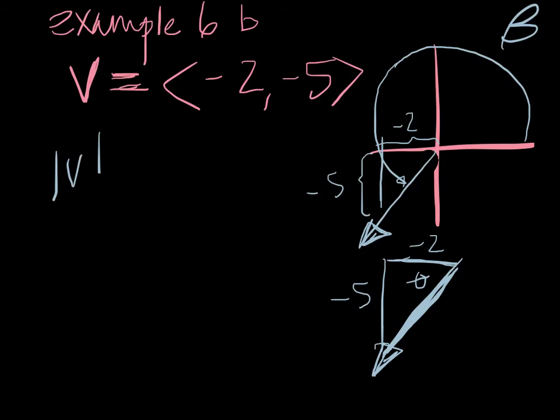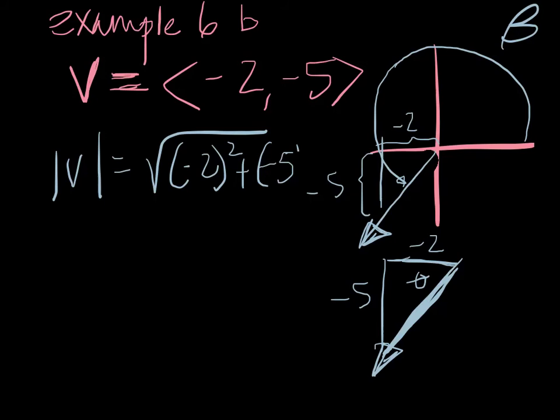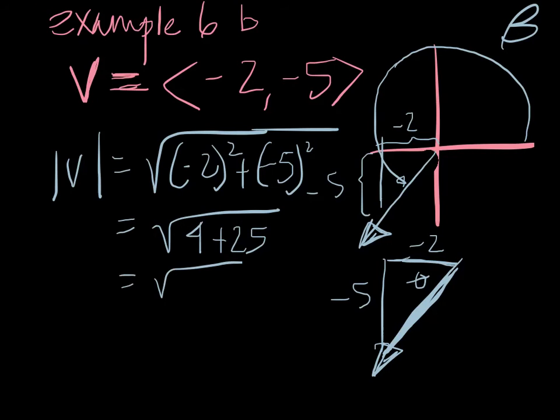And the magnitude is going to be the square root of -2 squared plus -5 squared, which is going to be the square root of 4 plus 25. Oh my god, it's not 13. It is the square root of 29. Can't believe that's actually something other than square root of 13.